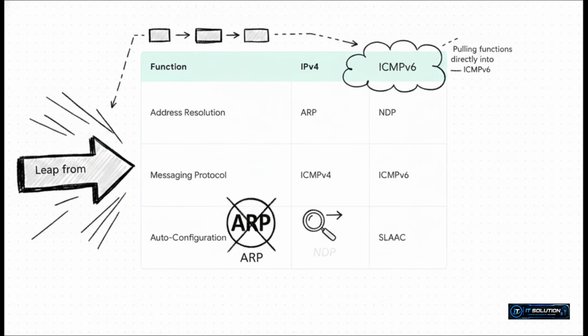The leap from IPv4 to IPv6 was a huge deal. It wasn't just about handing out longer IP addresses. It was a major architectural shift. The creators of IPv6 decided to streamline things by pulling functions from older, separate protocols and baking them directly into ICMPv6. For example, the old Address Resolution Protocol, or ARP, that we used in IPv4 was completely replaced. It was swapped out for a brand new ICMPv6 feature called the Neighbor Discovery Protocol, or NDP.